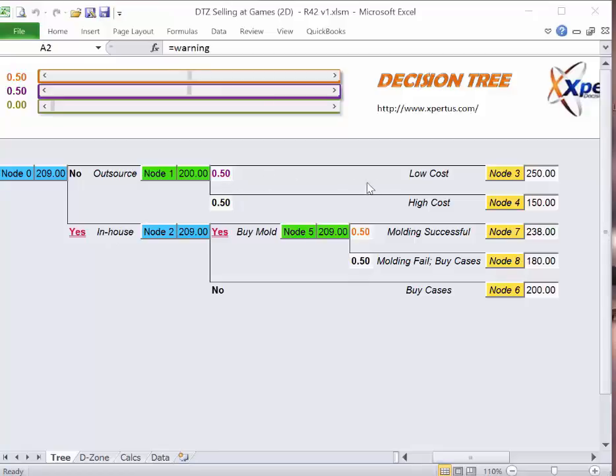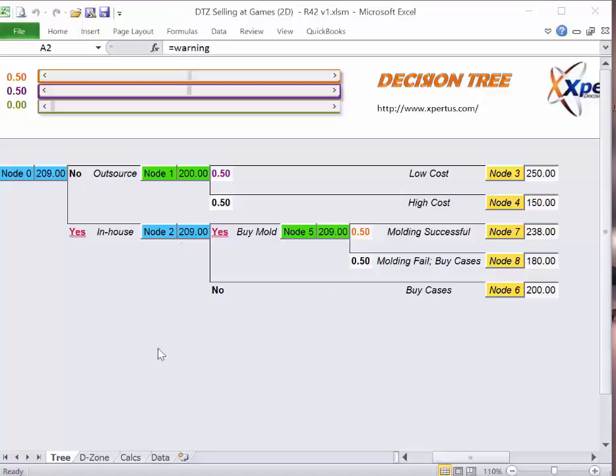The outsourcing option, we have two possibilities, a low cost and a high cost, and we have set it up at 50% probability. Additionally, the success of the molding operation has been set at 50%. And of course, what is unique about this particular model is the decision of outsource and in-house is immediately followed by another decision of buying the mold and molding in-house versus buying cases. This gives us trouble when you have two successive decision nodes.